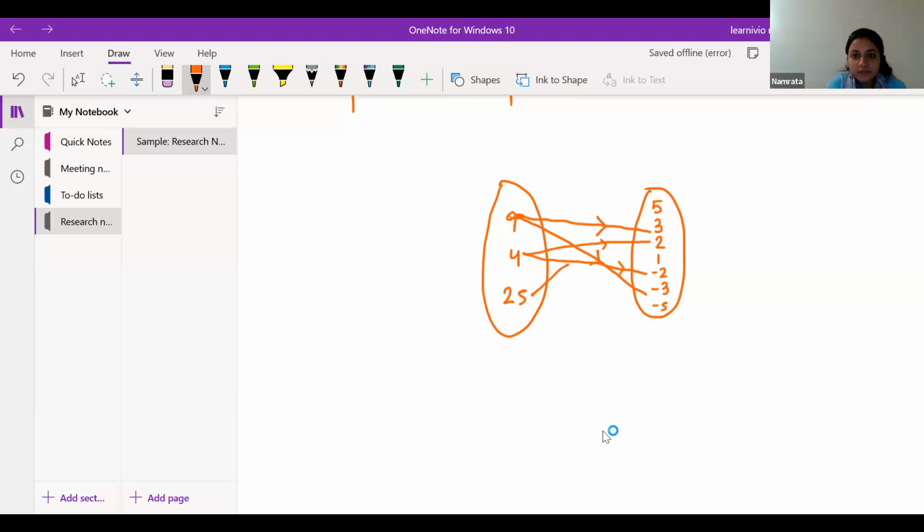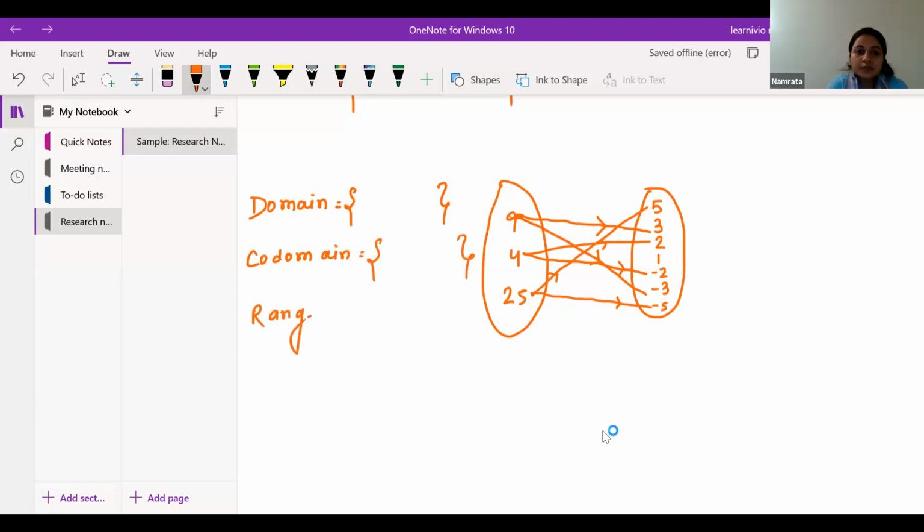Can you tell me what will be the domain over here? What will be the codomain? And what's the range? Any one of you? According to the given figure? Izan, can you tell me?